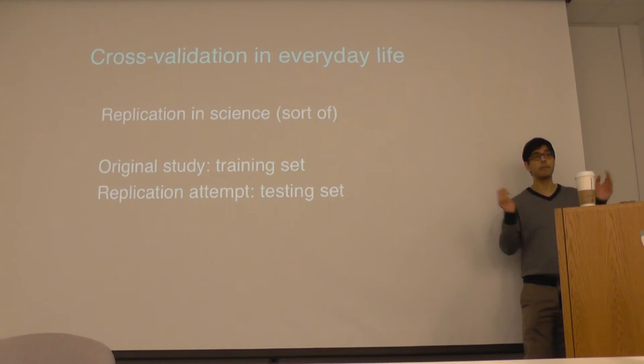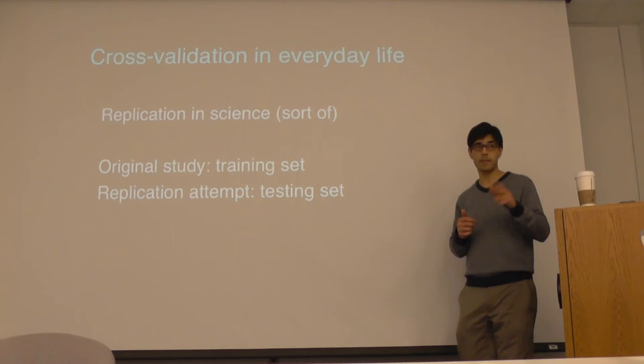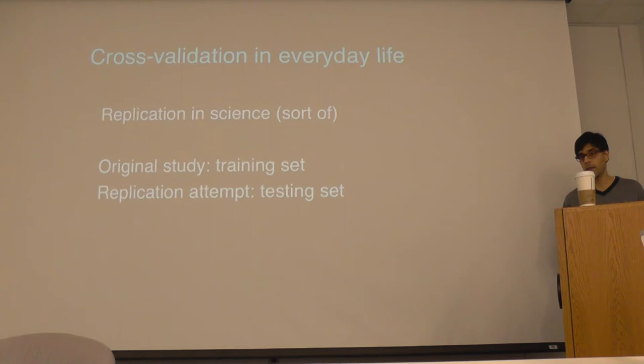It's p is less than 0.001, so it must be right. I found that, have any of you been following any of the stuff about the problem with replicating results in social psychology and priming research? Okay, so it's kind of interesting.